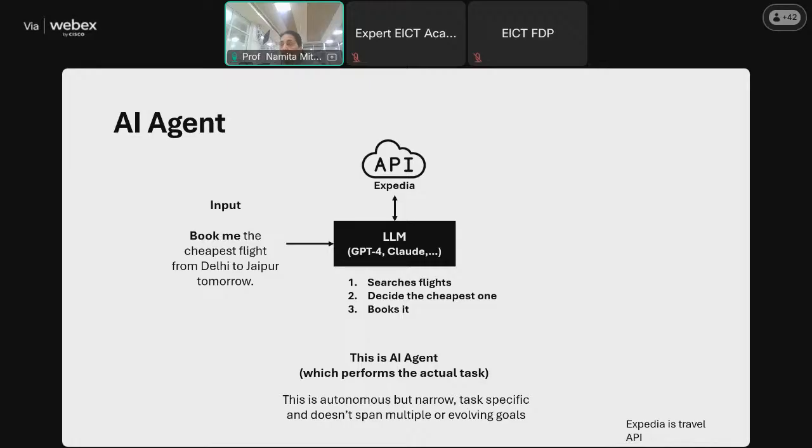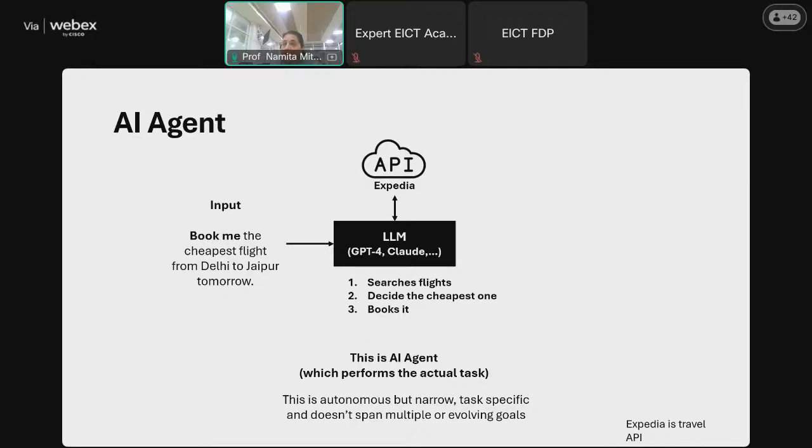Now, second is AI agent. First, we have seen generative AI. Now I'm comparing with the AI agent. So AI agent question is same. Book me the cheapest flight. Book me. It's not asking only, booking also. Book me the cheapest flight from Delhi to Jaipur tomorrow. We want some action to be taken.